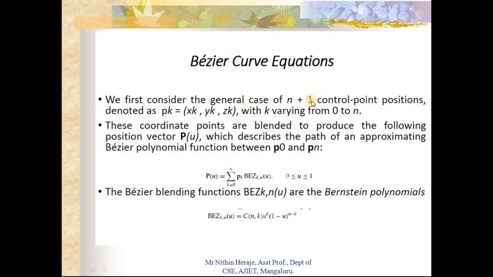Okay, so in the general case of n plus 1 control points, denoted as pk equal to xk, yk and zk, this is a point with x, y and z values, where k ranges from 0 to n. These coordinate points are blended to produce the following position vector P of u, which describes the path of the approximating Bezier polynomial function between P0 and Pn.